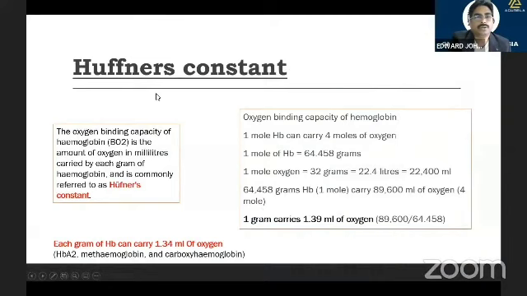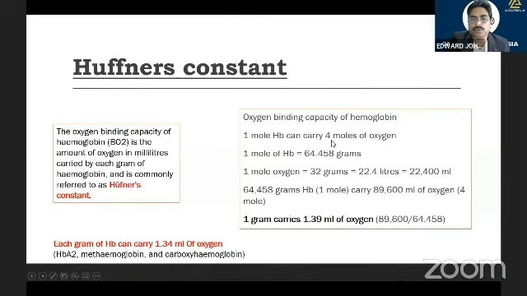So coming to the Hufner's constant. What is Hufner's constant? The oxygen binding capacity of the hemoglobin, that is the amount of oxygen in ml carried by each gram of hemoglobin, is commonly known as Hufner's constant. It can be estimated and it can also be derived by a calculation. This calculation is a simple one. One molecule of hemoglobin carries 4 molecules of oxygen.